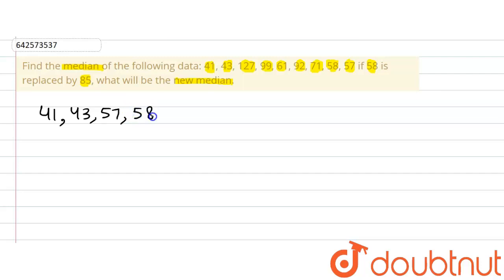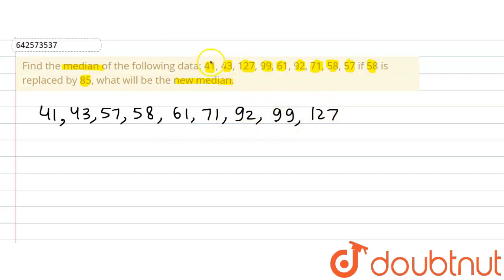Then we will go on and we will have 58. In a similar manner, we can write 61, 71 will be there, then there is 92, then there is 99, and we can easily observe that 127 is the term which is the greatest in this data. Now let's check whether we have missed out any term or not. Let's count the number of observations here. We have 1, 2, 3, 4, 5, 6, 7, 8, 9. So there are 9 terms here.